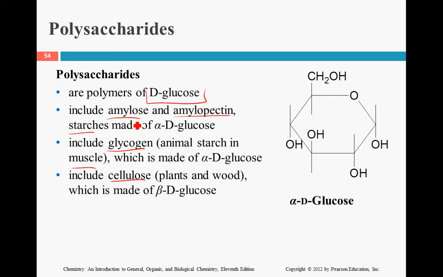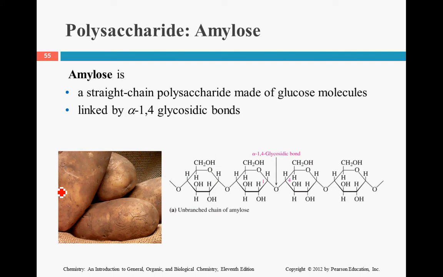Notice amylose, amylopectin, and glycogen are all alpha D-glucose, which means that this first OH is pointing down, whereas the cellulose is the only one that's beta. So this section is primarily memorization, but it does help if you're able to visualize it. Amylose is the one that's actually in potatoes or regular starches in our foods. It's a straight chain, and they're all alpha.